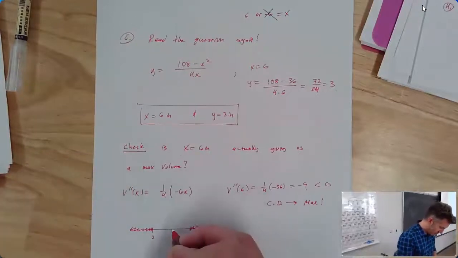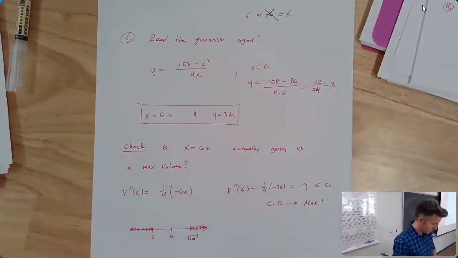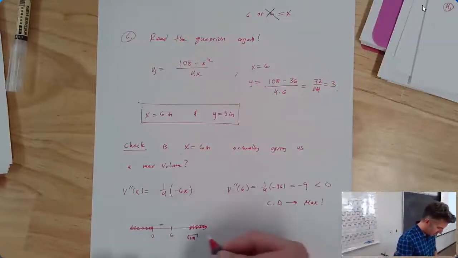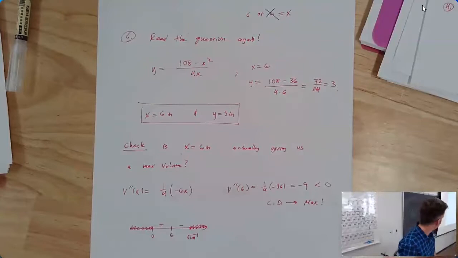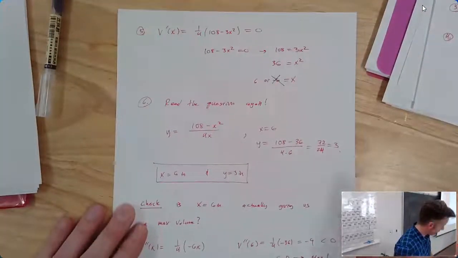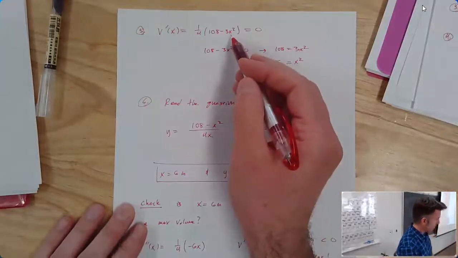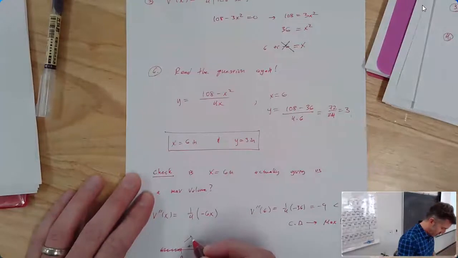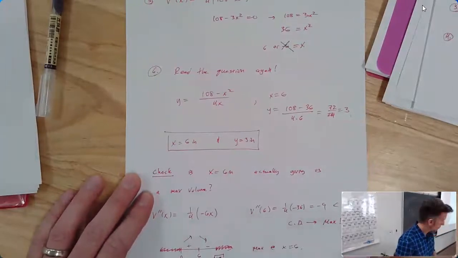So with my critical value being 6, I can see that the first derivative is going to be positive by plugging in something like 1, and negative by plugging in something like 7. If you look back, if you plug in 1 there, it's definitely positive. If you plug in 7 there, it's definitely going to be negative. So it's increasing, then decreasing. So yeah, it's a maximum at X equals 6.